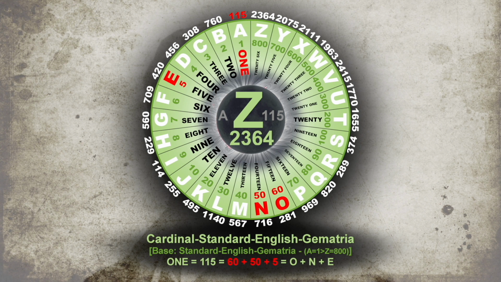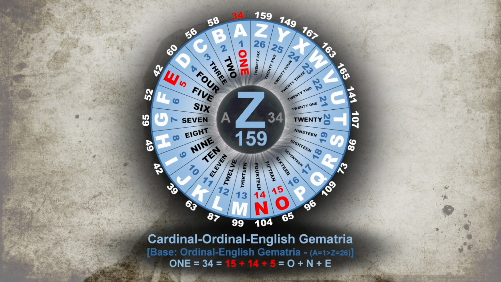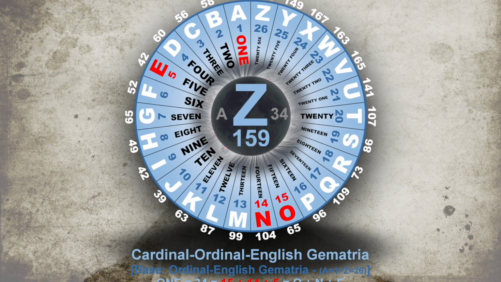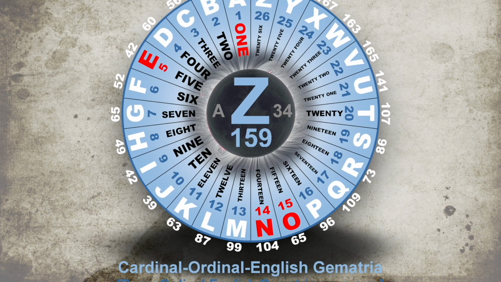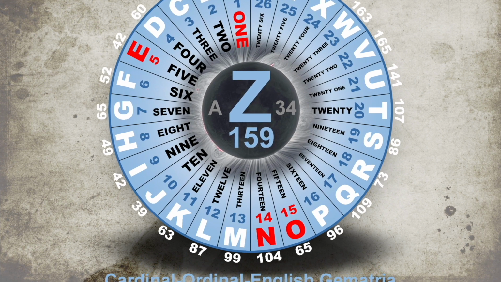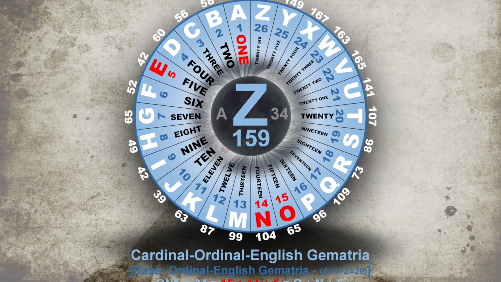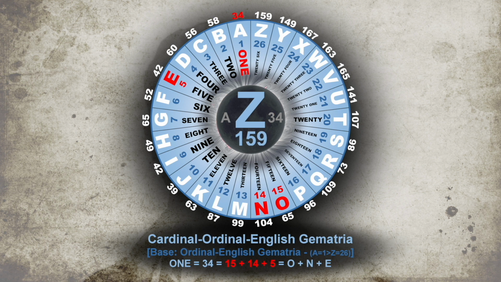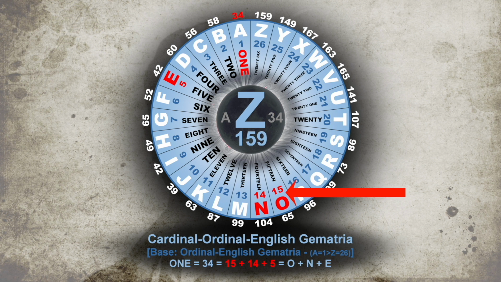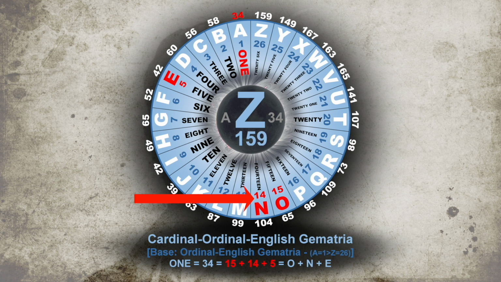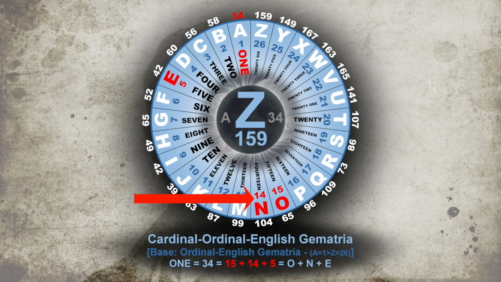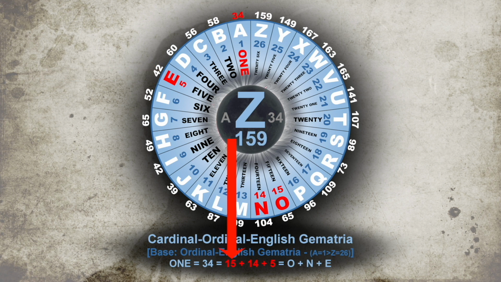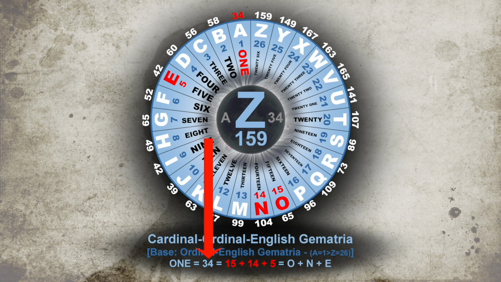Cardinal Standard English Gematria and Cardinal Ordinal English Gematria utilize the spelling of each number and then convert the respective letters into each ordinal or standard values. This means, for example, that the cardinal number 1 has a value of 34, since the number 1 is spelt with an O and has a value of 15, an N and that has a value of 14, and an E which has a value of 5. If we add these numbers together, 15, 14 and 5, we get 34.